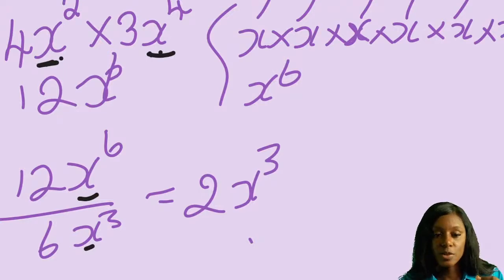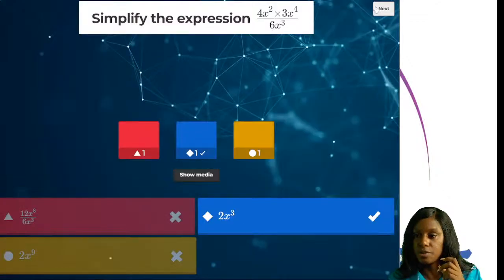There are cases where you may get a negative number. That is when the power in the denominator is greater than the power in the numerator. So again, when you are subtracting, you say the power of the numerator minus the power of the denominator. And this only works when the base is the same. So the answer was 2x to the power of 3.